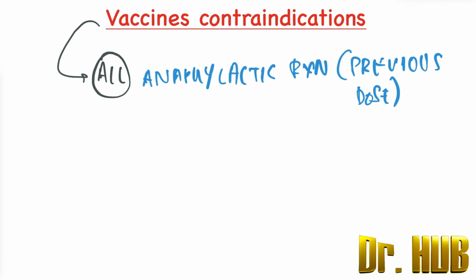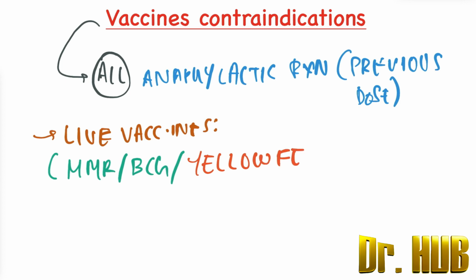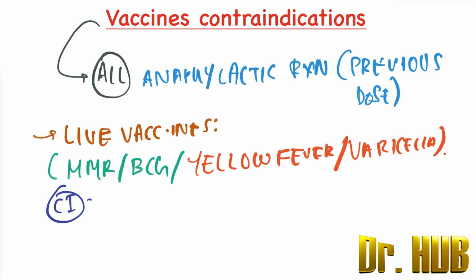Next is the live vaccines. In terms of the live vaccines, what do they include? Live vaccines include the MMR, the BCG, yellow fever, and also varicella. The contraindications for all of these are pregnancy as well as RT. RT stands for radiotherapy.